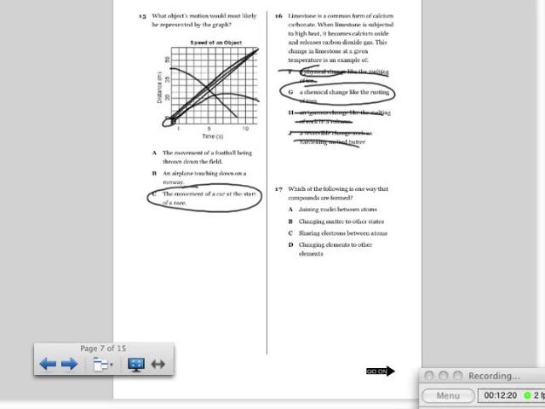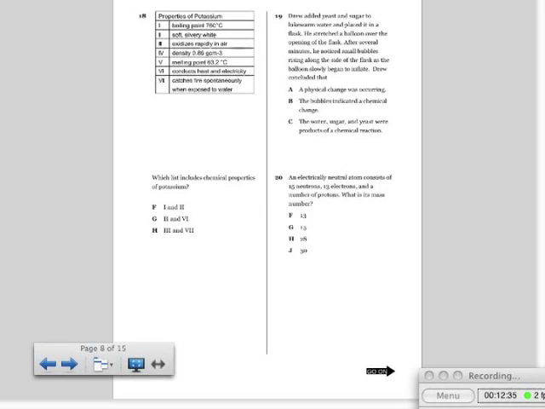17. Which of the following is one way that compounds are formed? What's a way that we could form a new compound? Okay, sharing electrons. It's always how compounds are formed or how compounds are broken. Okay, 18.